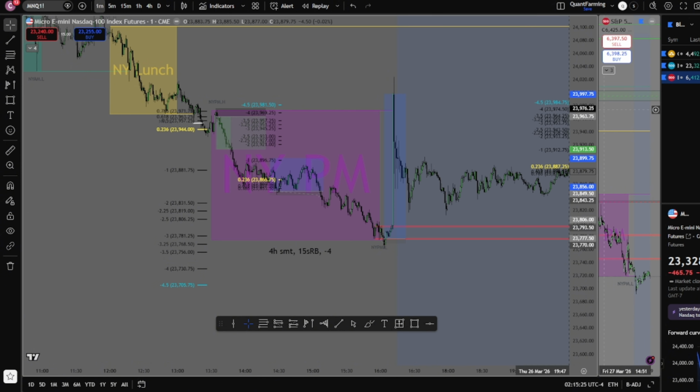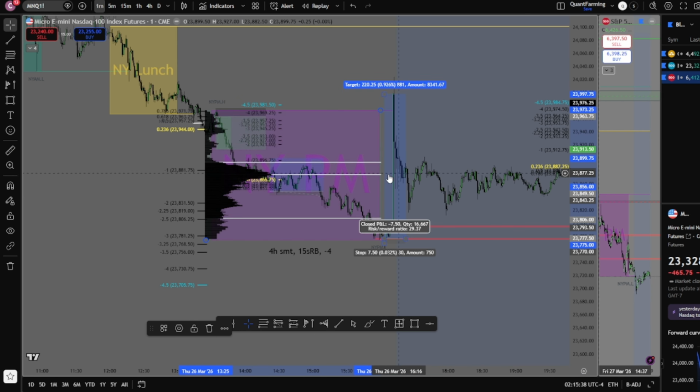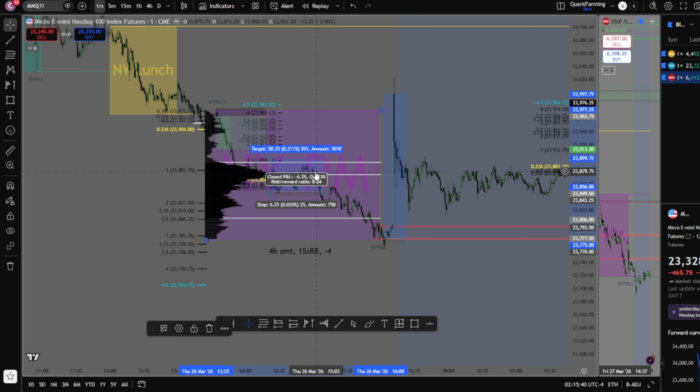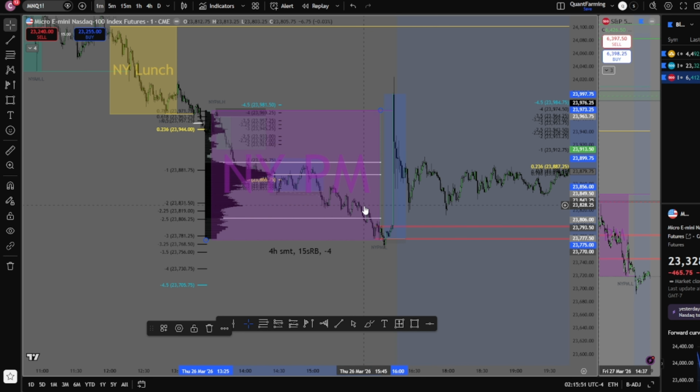Now, going into this trade, we can use our fixed range volume profile tool, and we can mark out the New York PM session. This is going to let us know where our point of control is for the New York PM session. We had the most buyers, and price magnetized towards our point of control. As you can see, price broke below our value area low, filling some of these lower.